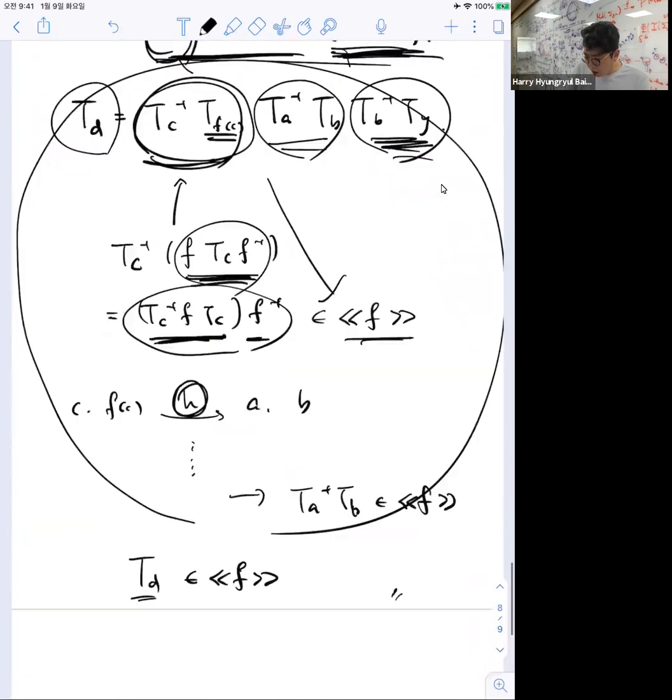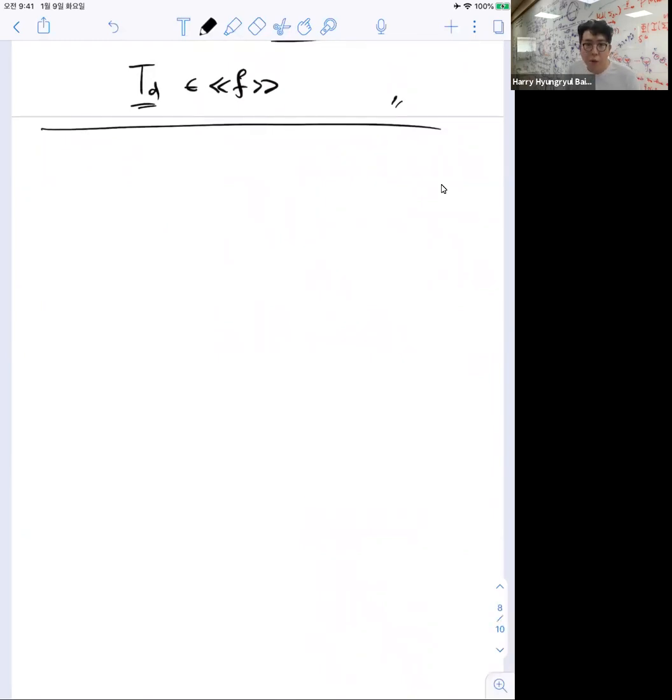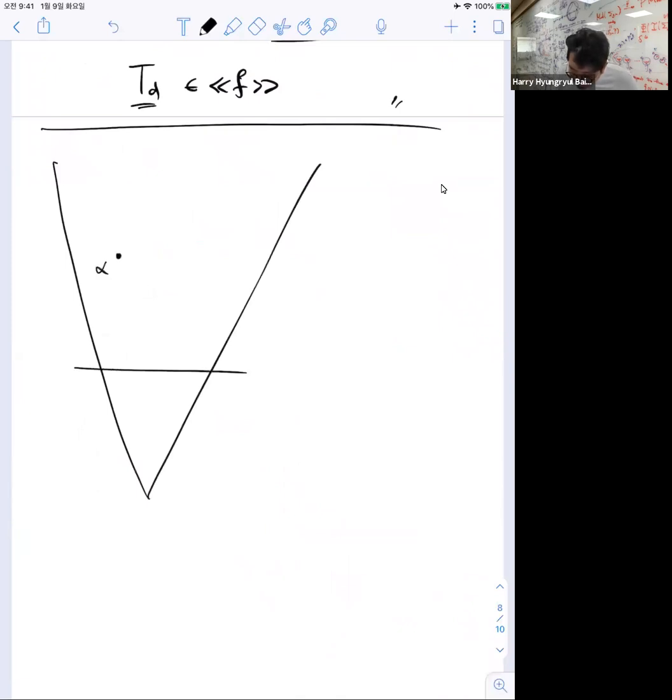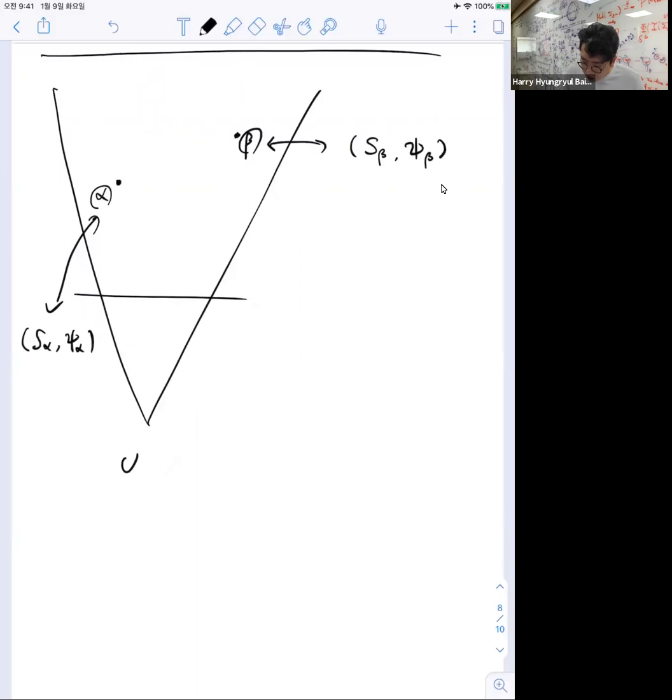Now, using this, you can do something in the fibered cone. So let me go back to the picture of the fibered cone. So suppose I pick this time two primitive classes, alpha and beta. Alpha corresponds to some fibration, so fiber S alpha and monodromy psi alpha, and beta also corresponds to some fibration. So there's some fiber S beta with monodromy psi beta. So now what we're going to look at is the sequence obtained by alpha plus n beta. This gives you a sequence of primitive cohomology classes in the fibered cone.